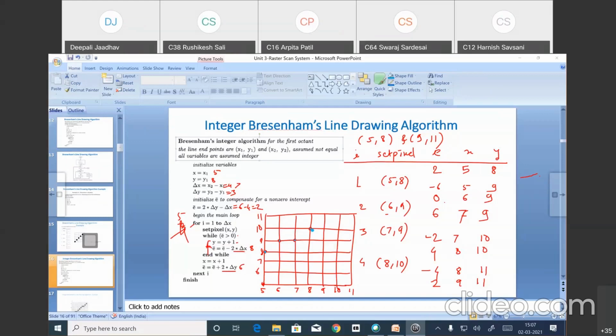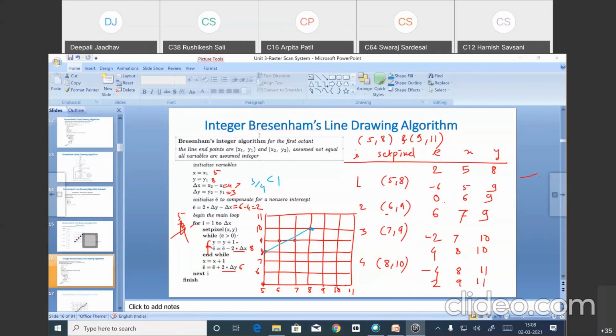What is the slope here? Delta Y by delta X is 3 by 4, correct? Which is less than 1, means less than 45 degrees. If the angle of the line were 45 degrees, then X and Y would both always increase; here X is always increased, Y may or may not be. Whatever basics we have studied, in this way the algorithm works. So if I draw the line from here to here, it will be like this. We do not get exact points here.